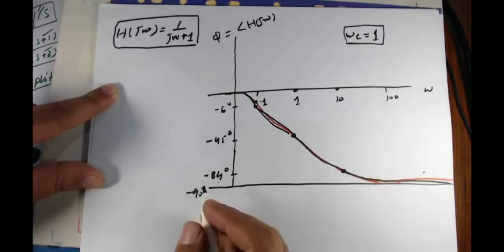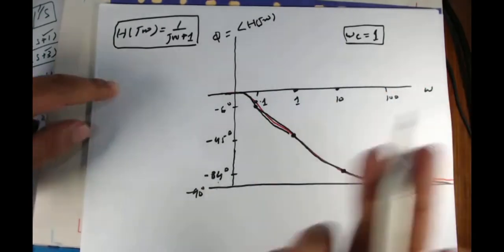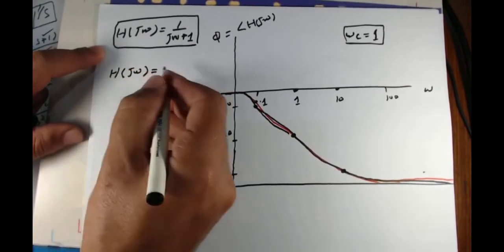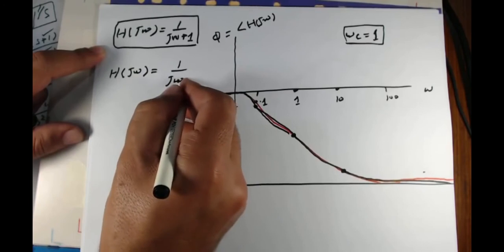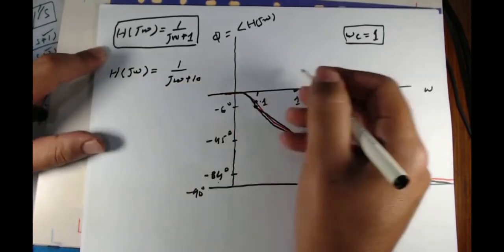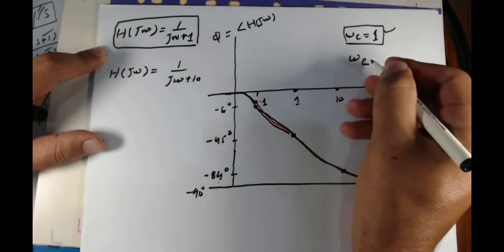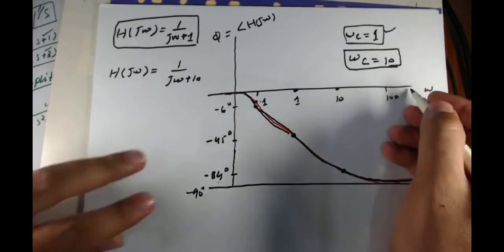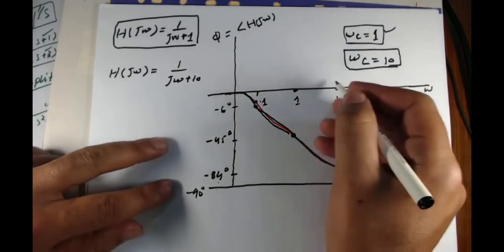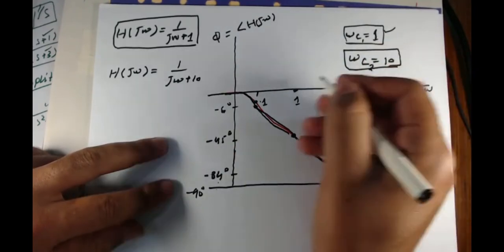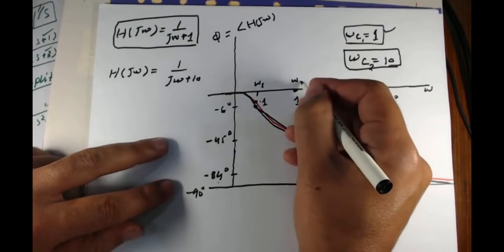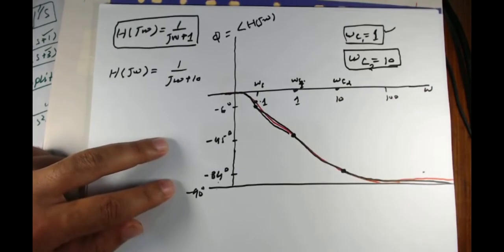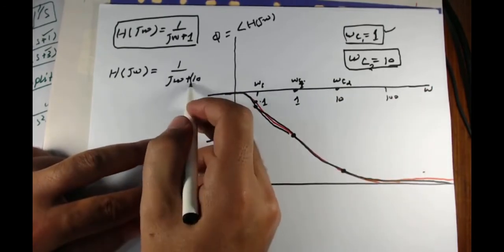Now let's say we change this omega c. Let's say H of j omega is now equal to 1 by j omega plus 10. Now instead of omega c equal to 1, your omega c is 10, right? So 10 occurs somewhere here. This is your omega c now. So let's say this is omega c1, this is omega c2. Now our omega c is 10.